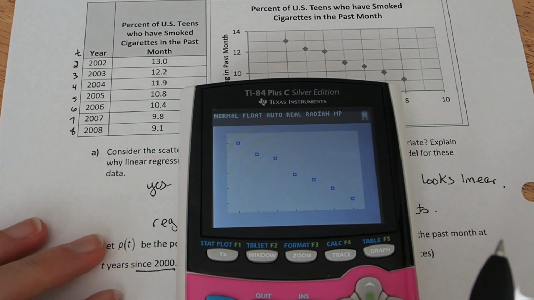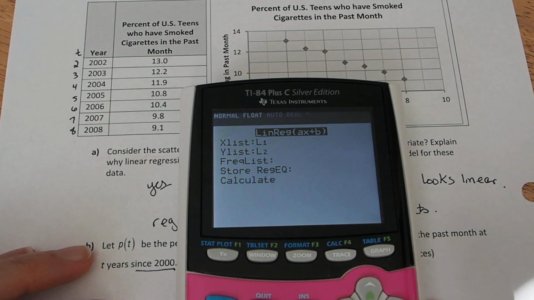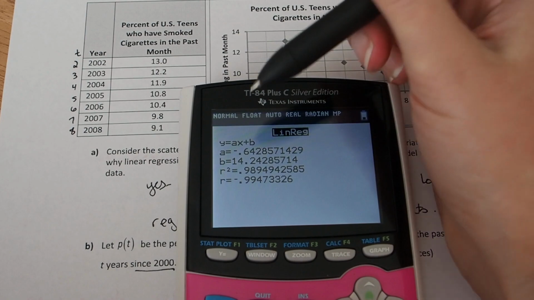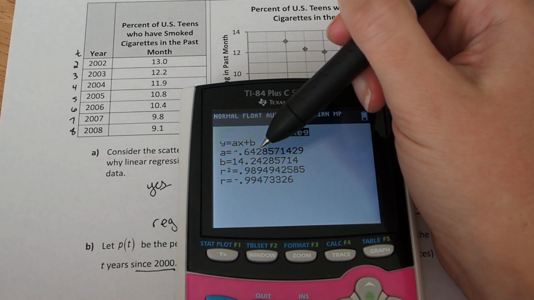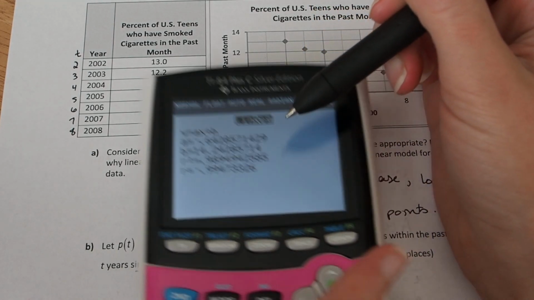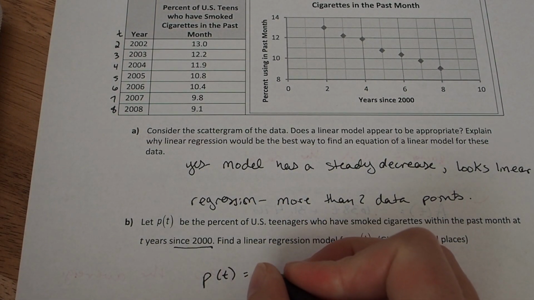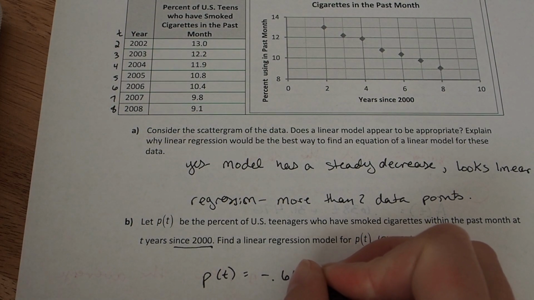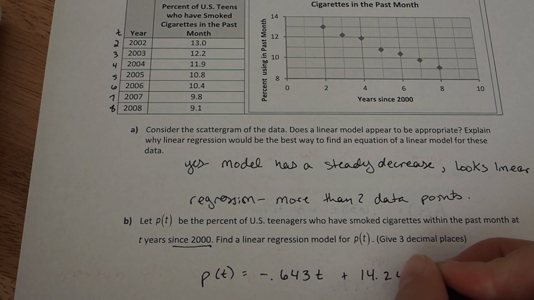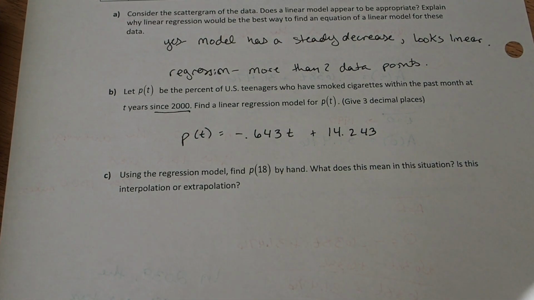Okay, so now I'm going to find that model by going to stat, over to calculate, option 4 for linear regression, and down to calculate. All right, so here are my values. I need 3 places, so we're going to have a equals negative 0.643, and our b value is going to be 14.243. Okay, so we're going to call this model P of t, and the slope is negative 0.643 t plus 14.243. Okay, so that's my model, and we're going to use that model for the rest of this question.